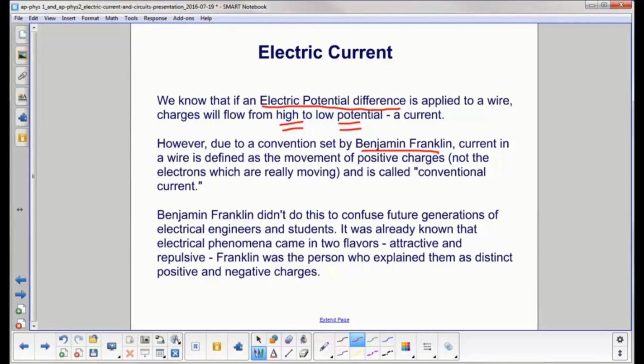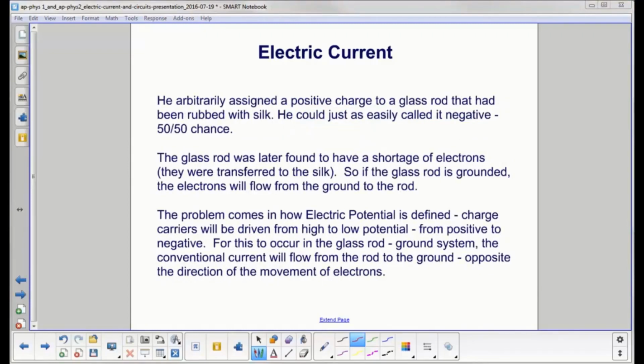Now, Ben didn't do this to confuse future generations of engineers and students. It was already known that electrical phenomena came in two flavors, attractive and repulsive. Ben was the person who explained them as distinct positive and negative charges. So Ben arbitrarily assigned a positive charge to a glass rod that had been rubbed with silk. He could just as easily have called it negative. He had a 50-50 chance. Later on, the glass rod was found to have a shortage of electrons. They were transferred to the silk.